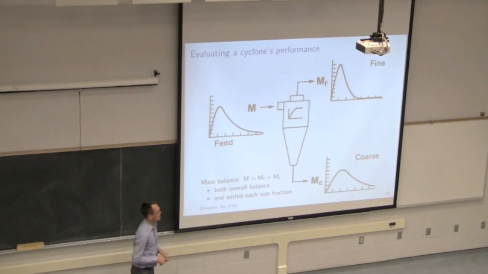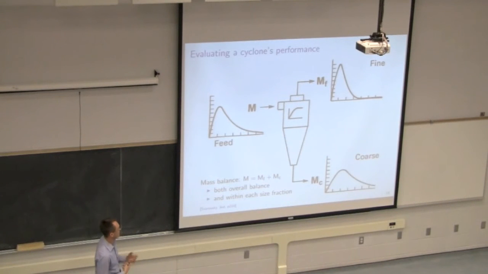Or if you take a sample of the feed stream and the coarse and the fine stream, we can perform a mass balance on them. And we can also perform a mass balance within each size fraction. So for a given particle size in the feed, I can find the kilograms of mass within a given bin on that histogram, and it must sum up to the fines plus the coarse for the same bin.